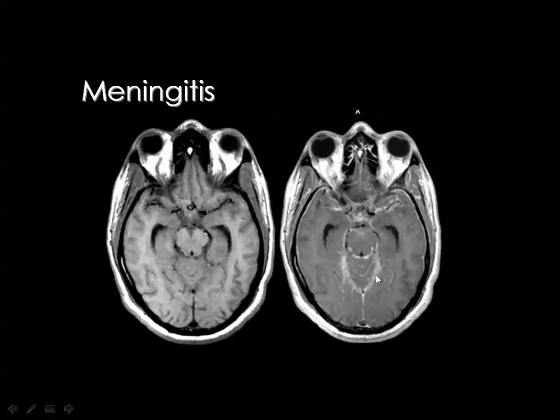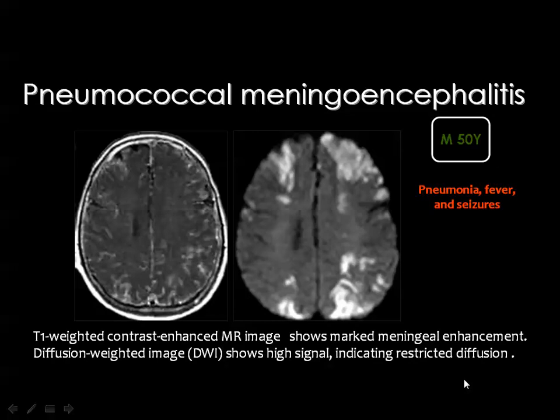You can see enhancement along the tentorial leaflets, enhancement through the cerebellar folia, enhancement in the cistern around the midbrain, and enhancement in the sylvian cisterns as well as in the suprasellar cistern. And you can easily appreciate the dilatation of the temporal horns reflecting the state of hydrocephalus.